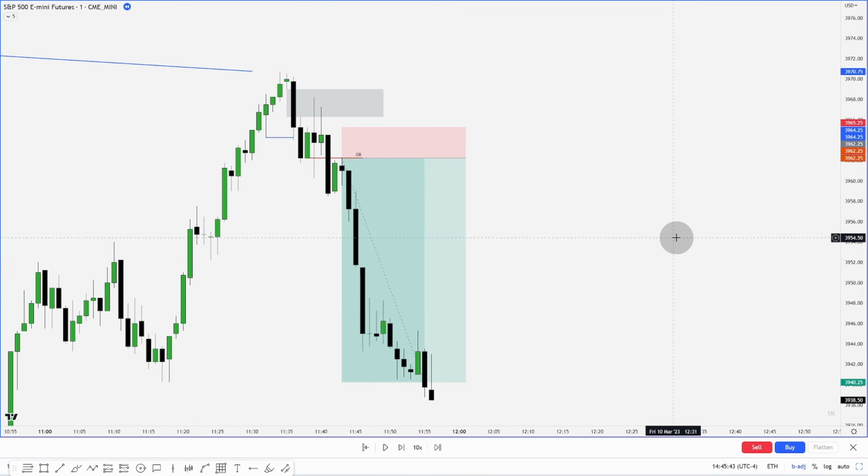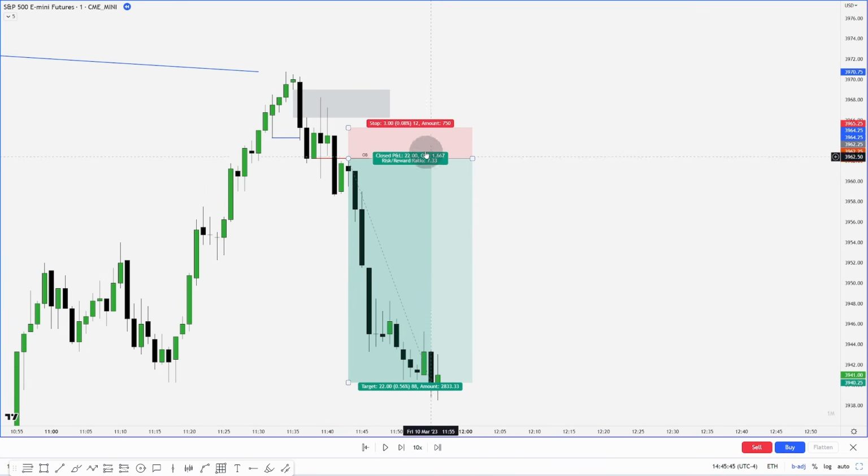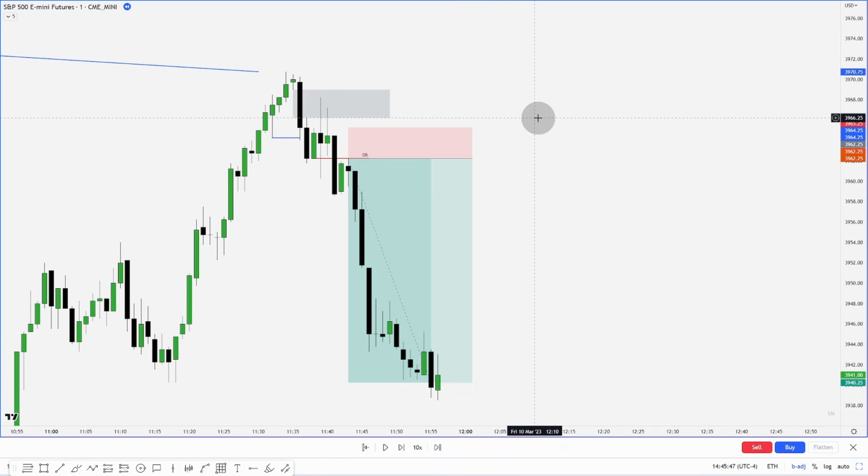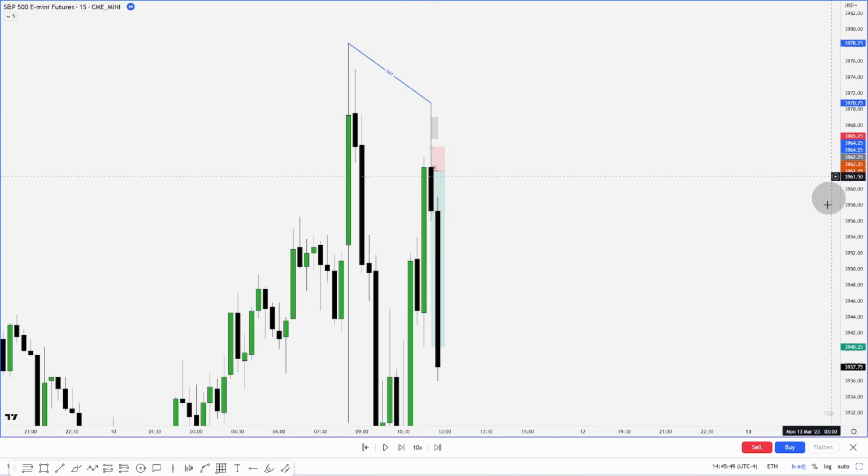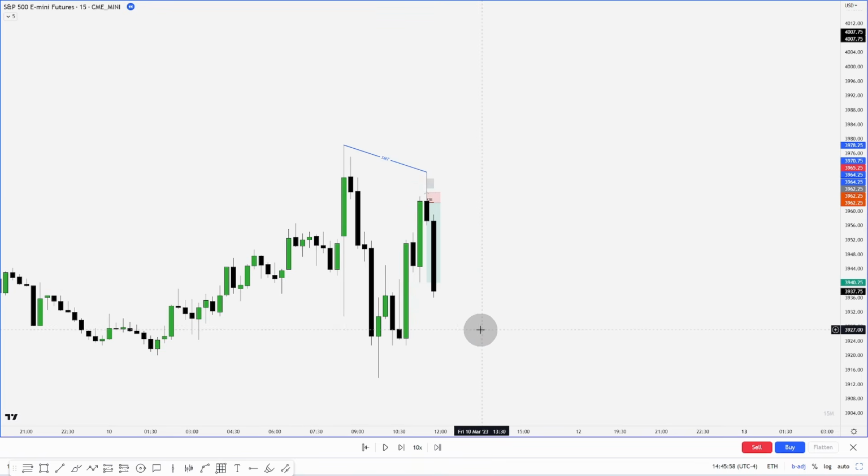And there we go. We hit our target, and that would be an example of how taking this SMT on the 15-minute and using a lower time frame entry model to frame a trade.